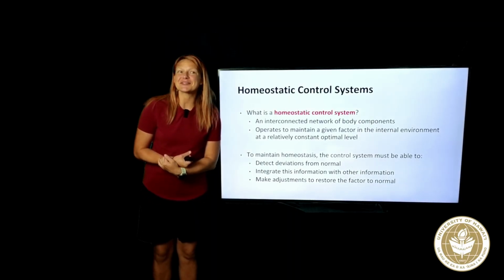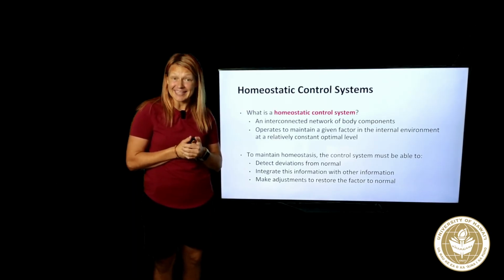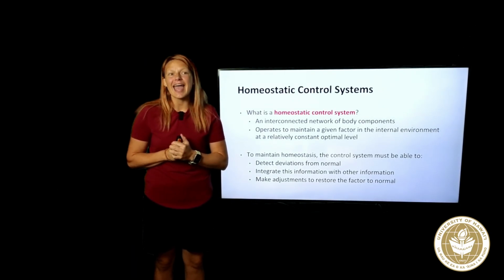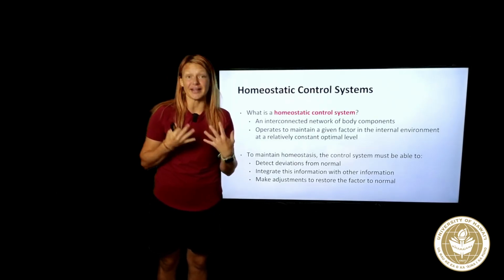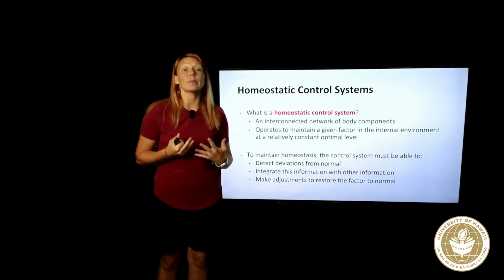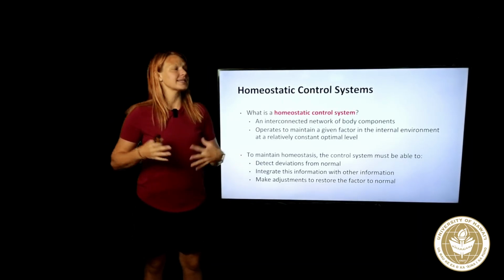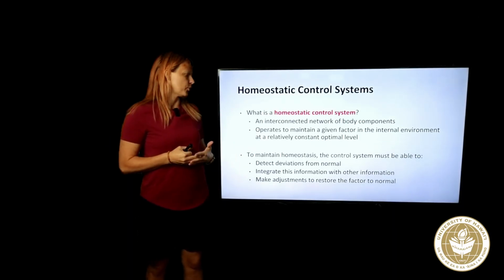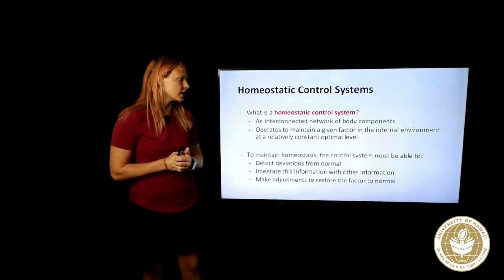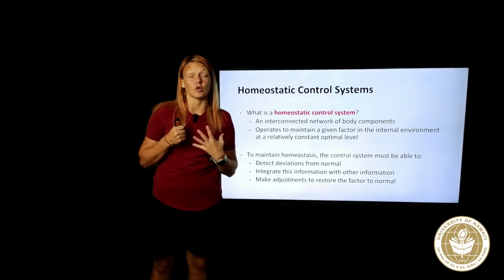Now that we know what homeostasis is, we are going to explore the regulatory mechanisms by which our bodies react to changes and control our inner environment. So, what exactly is a homeostatic control system? It is an interconnected network of body components, and it operates to maintain a given factor in the internal environment at a relatively constant optimal level.